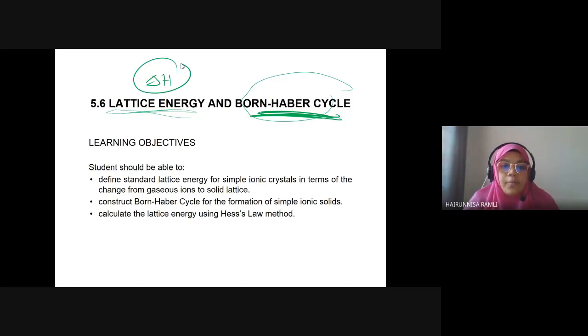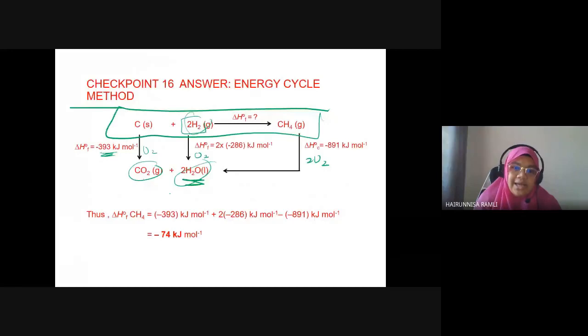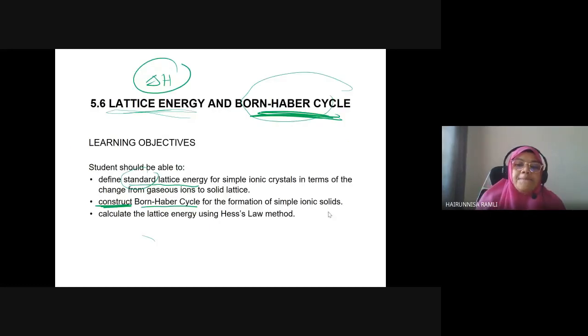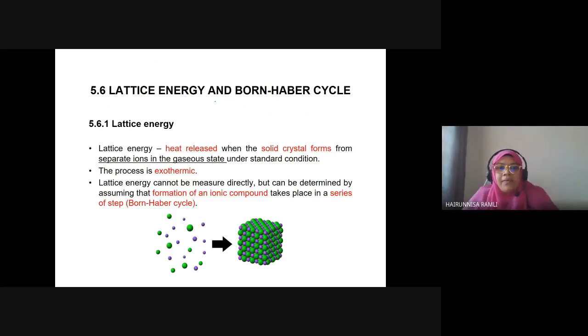So at the end of this subtopic, okay, you should be able to define standard lattice energy. Standard lah. Apa maksud standard kat situ? For simple ionic crystal. Okay, and then construct. Okay, you kena belajar cara nak construct bond have a cycle. Basically macam tadilah, in general macam ni, you have to construct. Maksudnya arrow ke bawah ke, ke tepi ke, ke mana tu. Okay. And then also for the simple ionic solid, kita tak bagi yang complex lah. And then calculate. Of course ada calculation juga, the lattice energy using Hess's law method. So that's why basically bond have a cycle ni dengan energy cycle method tadi dia lebih kurang sebab kita masih menggunakan konsep Hess's law. Okay, lattice energy. Kita recap balik sikit. What is lattice energy?